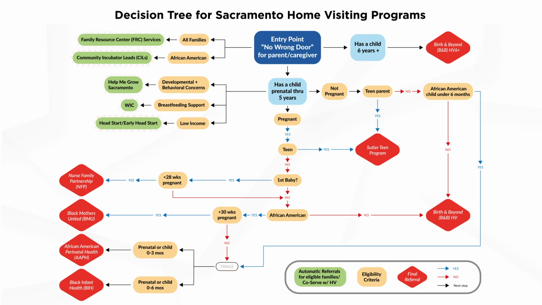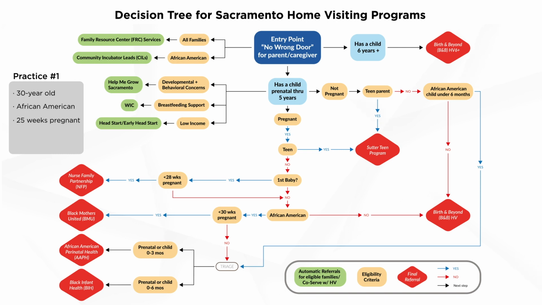In addition to any automatic referrals they may be eligible for, you will want to go through the decision tree process to identify the appropriate home visitation program for their unique situation, which is represented by a red diamond. As you can see, the decision tree takes the guesswork out of the referral process to help you quickly navigate to the best referral program. Let's practice. A 30-year-old African American makes contact and is looking for help.